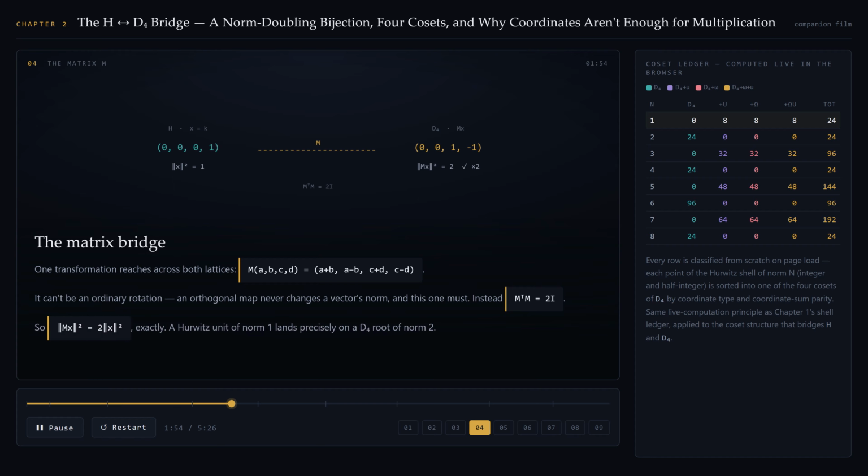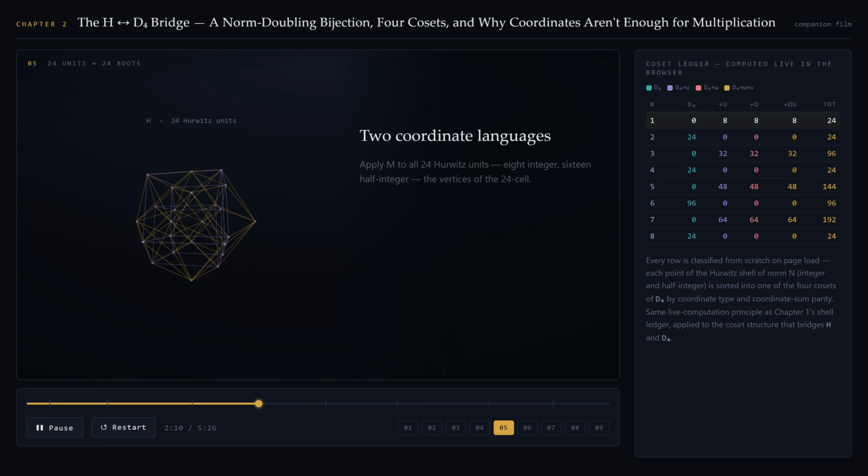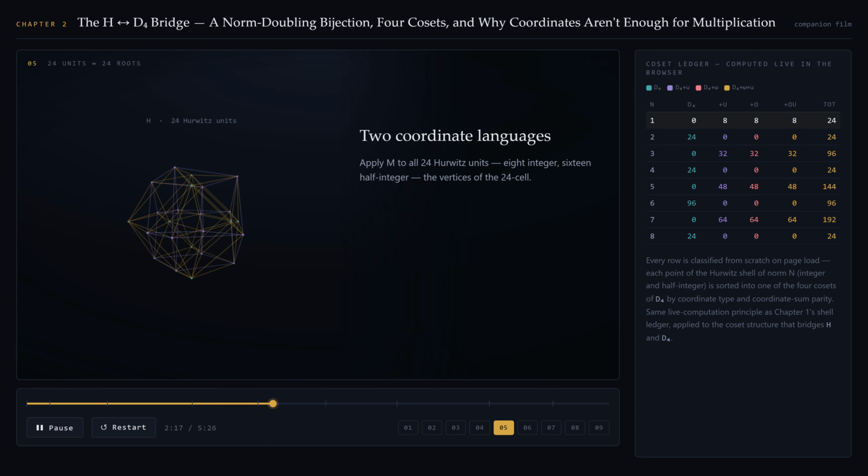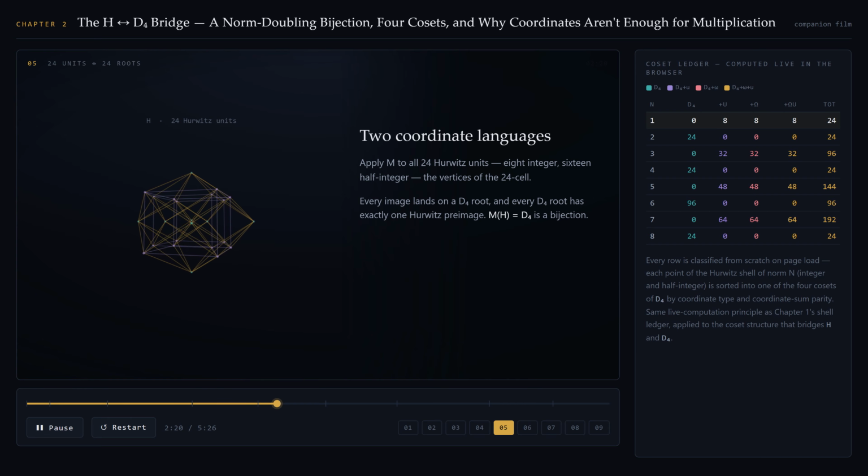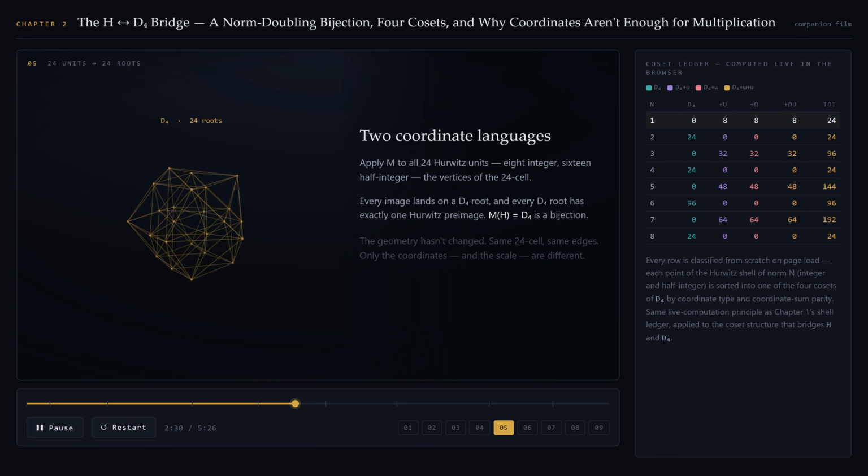One transformation reaches across both lattices. M of (a, b, c, d) equals (a plus b, a minus b, c plus d, c minus d). It can't be an ordinary rotation. An orthogonal map never changes a vector's norm, and this one must. Instead, M transpose M equals 2I. So the squared norm of Mx equals twice the squared norm of x, exactly. A Hurwitz unit of norm 1 lands precisely on a D4 root of norm 2.